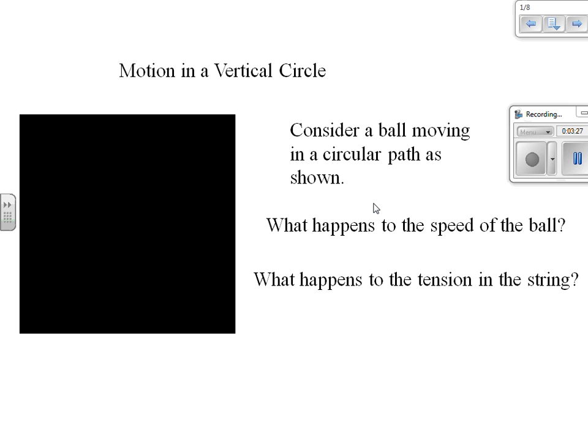What about the tension in the string? Greater at the bottom, less at the top.